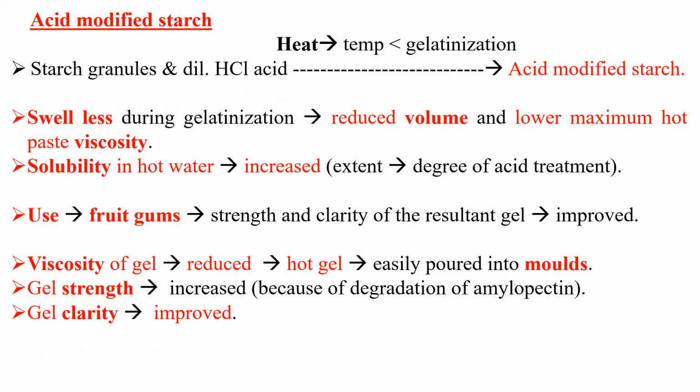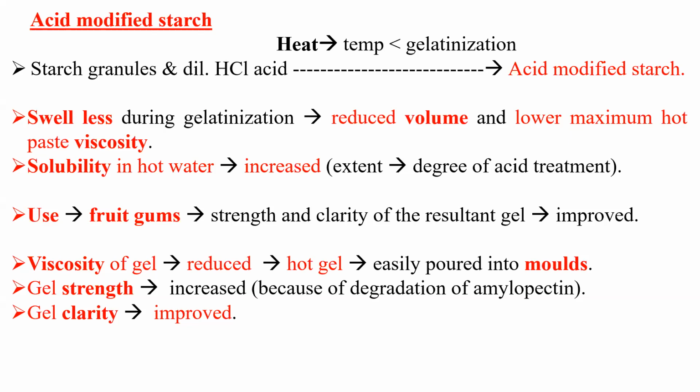For preparation of acid modified starch, starch granules are heated with dilute hydrochloric acid to a temperature lower than the gelatinization temperature. During this preparation, granules swell less during gelatinization, which results in reduced volume and lower maximum hot paste viscosity. Even its solubility in hot water is increased, the extent depending on the degree of acid treatment.